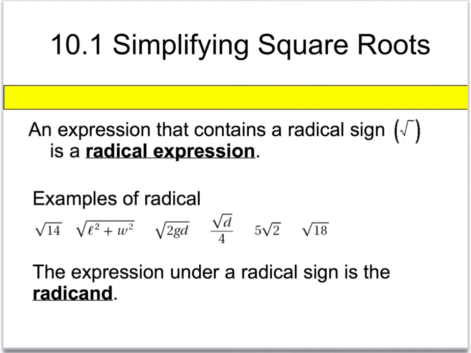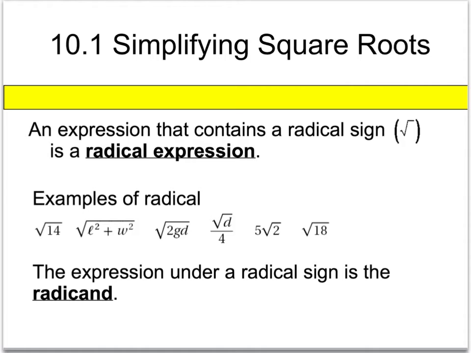Very first thing I want you to do is please write down these words. You need an expression that contains a radical sign, and that's what that square root symbol is. It's known as a radical sign, and when an expression contains a radical sign, that is a radical expression. Go figure. Okay. Some examples of radical expressions: if you look at those examples below, you've got the square root of 14, the square root of L squared plus W squared, the square root of 2GD, so on and so forth.